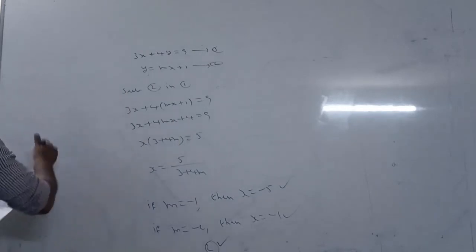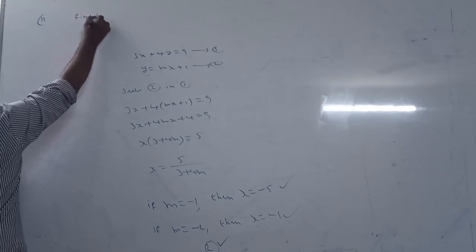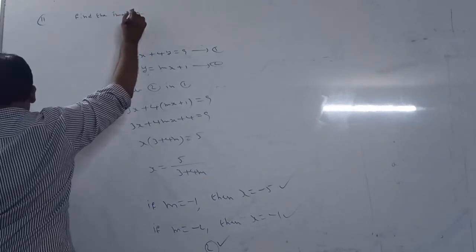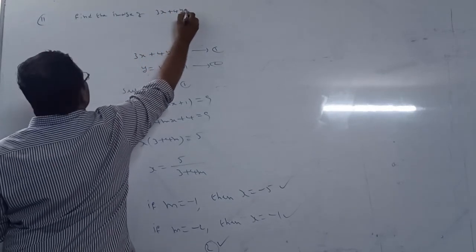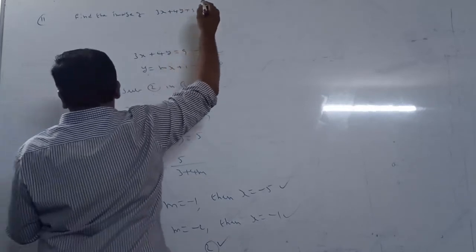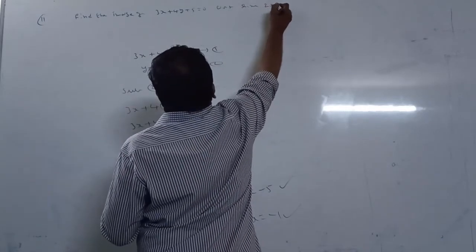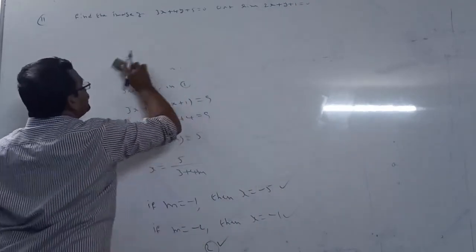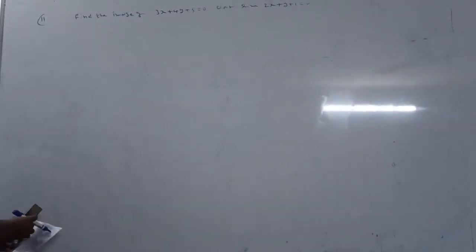Next, find the image of 3x plus 4y plus 5 equal to 0 with respect to the line 2x plus y plus 1 equal to 0. They are asking here for the image of the line with respect to another line.